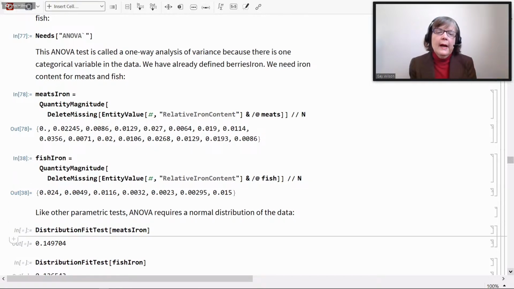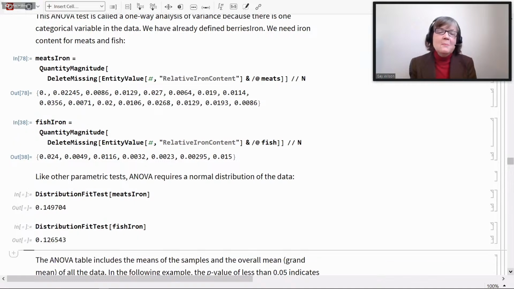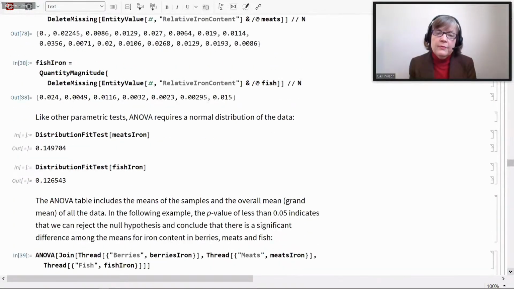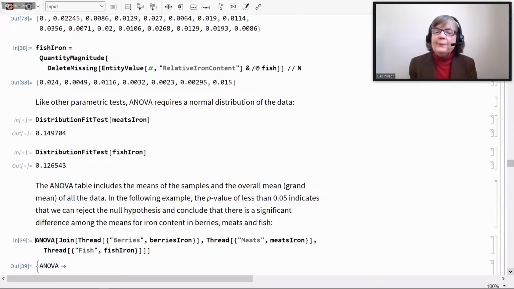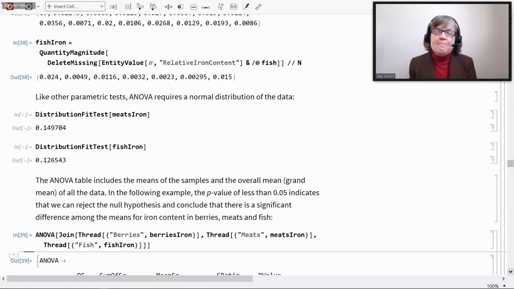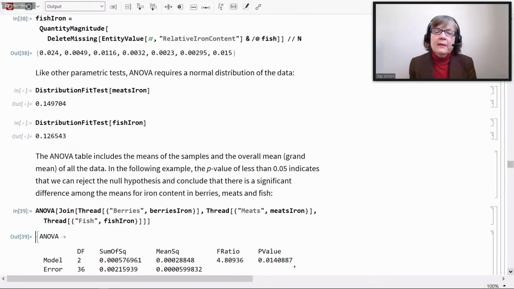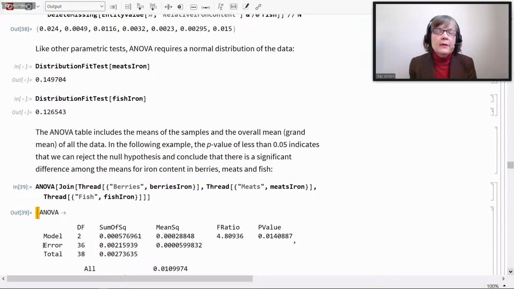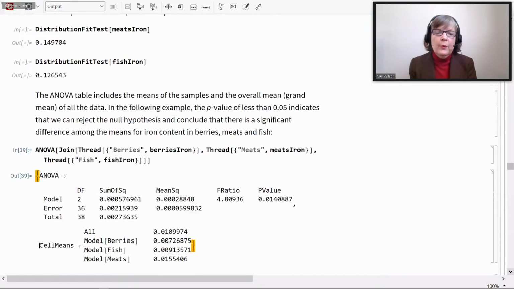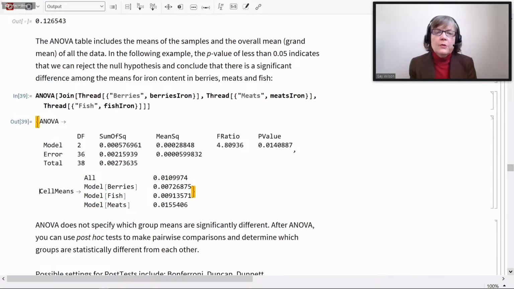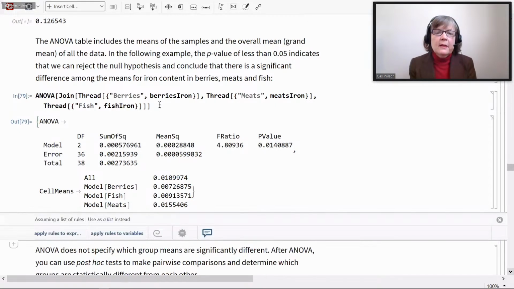Again, this is me. I love to take a look at distribution fit tests. So I want to look at the distribution fit test for the iron and berries, meats, and fish. We can see they're all above the 5% level. Therefore, now let's run the ANOVA and let's see what sort of table we get back when we run this ANOVA. So I'll just go ahead and hit that again.